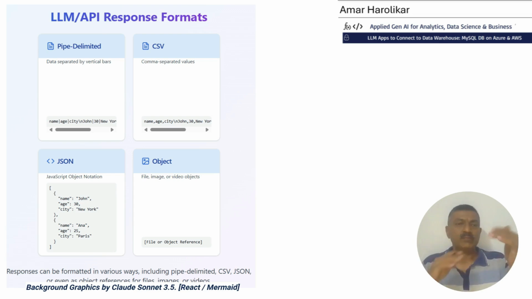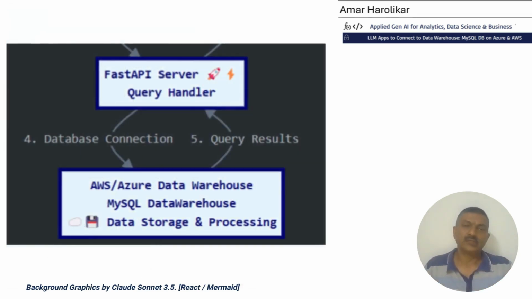Then the database, it can be Azure. In my case, I have connected it to Azure and AWS. It can be anything. It receives the query, processes it, and then sends back the response, and the FastAPI server catches the response, then hands it back over to the UI front end. Back to that LLM app.